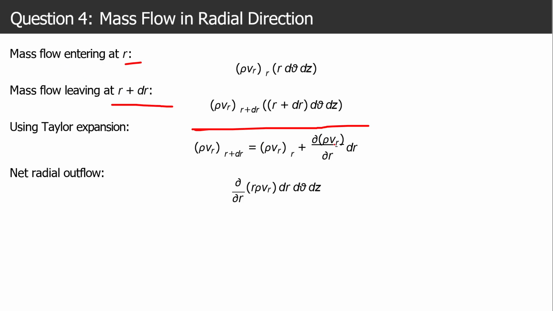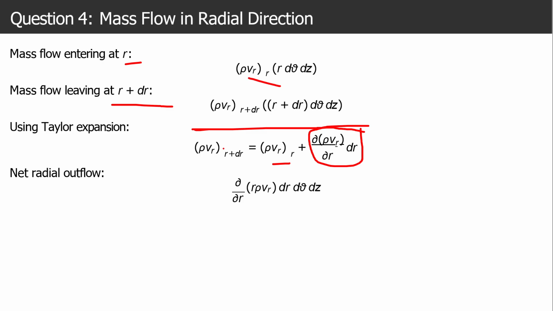For r plus delta r, the dr is very small, so we can take the partial derivative in the limit dr tending to 0. So we get this Taylor expansion. Using this Taylor expansion, we can add this. Now this is our net radial. Now subtract this, and we will get the net radial outflow.